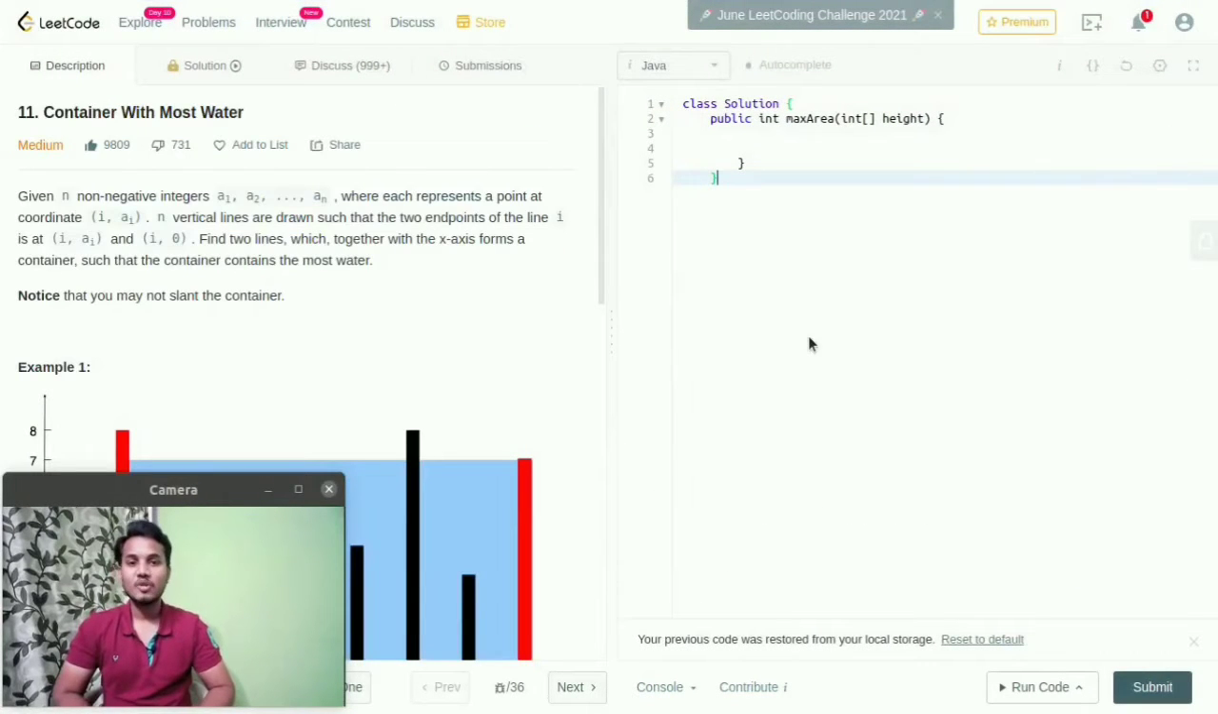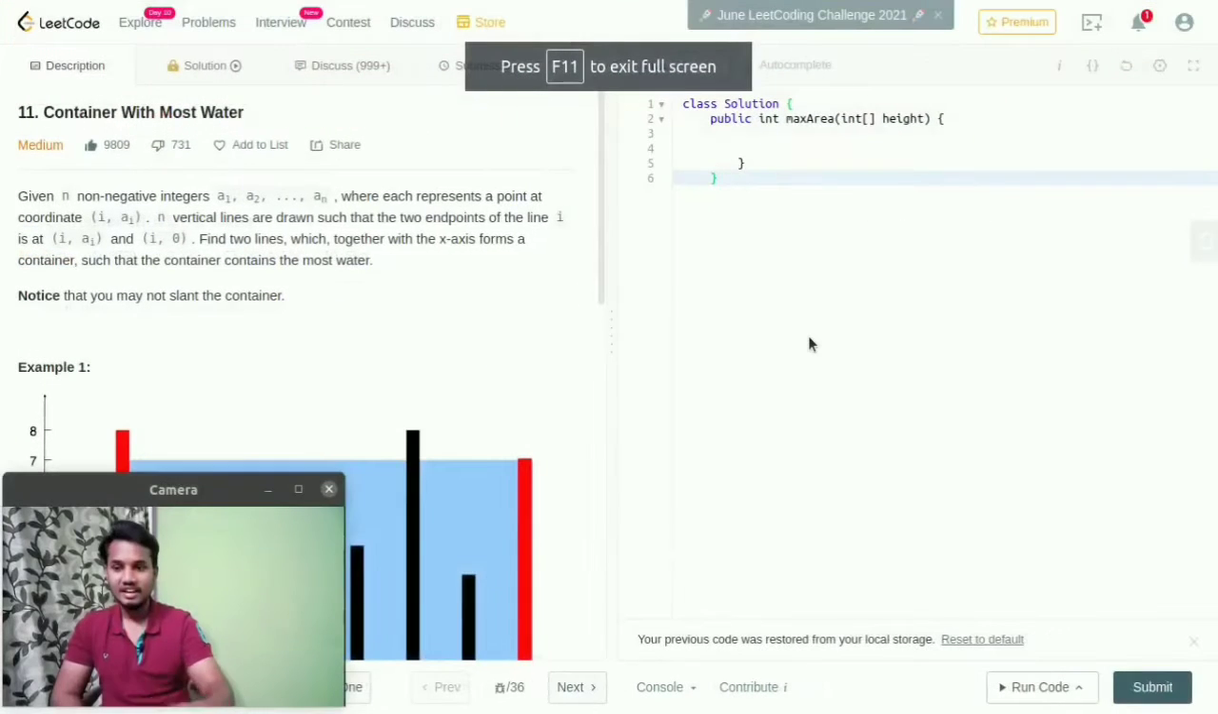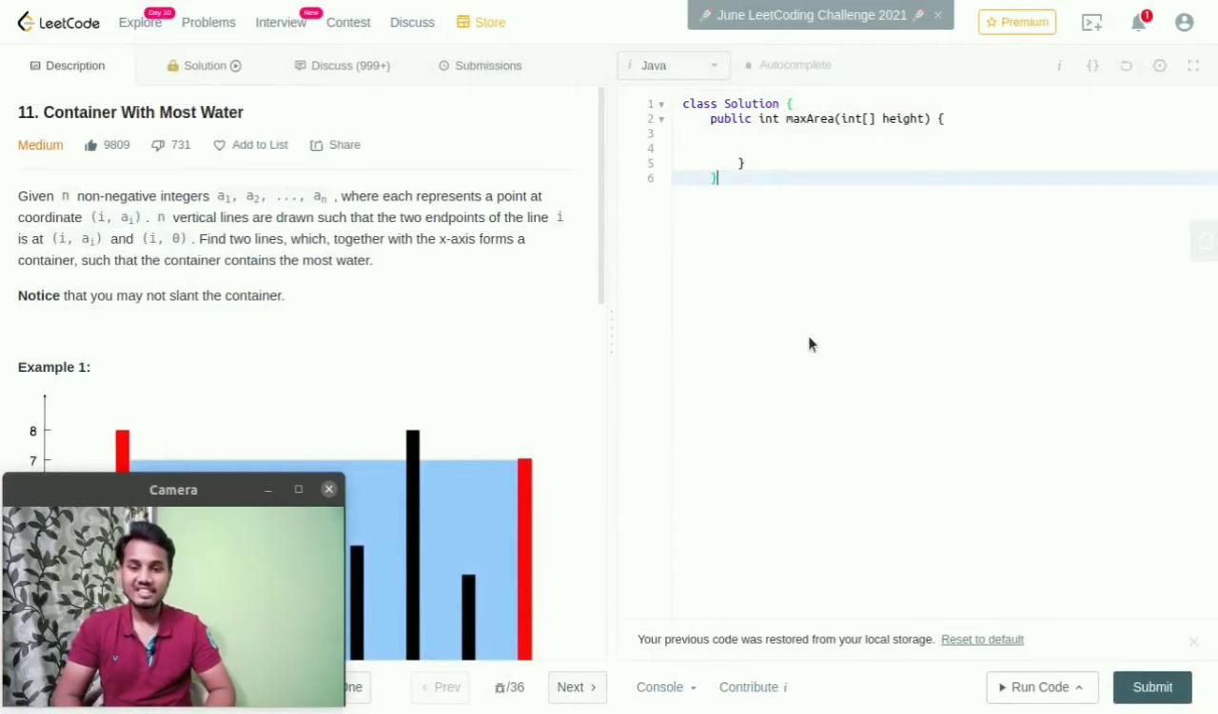In this lecture, I am going to explain to you about container with most water. Given n non-negative integers a1, a2, and so on to an, where each represents a point at coordinate (i, ai), n vertical lines are drawn such that the two endpoints of line i are at (i, ai) and (i, 0). Find two lines which together with the x-axis form a container, such that the container contains the most water.